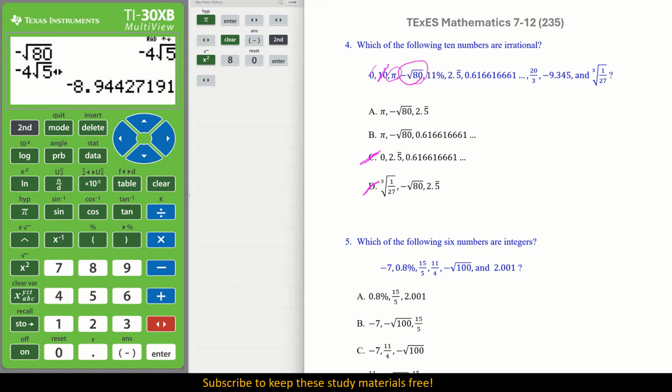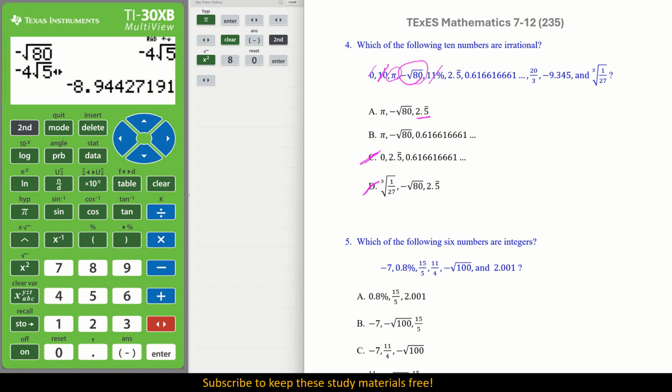Now let's take another look. Well, they both have negative square root of 80. Okay. Now I can see option A. There's a Captain Obvious right here in option A. Let's keep going. Obviously, 11, even though it's a percentage, that doesn't matter. It's terminating. It stops. So mark that out.